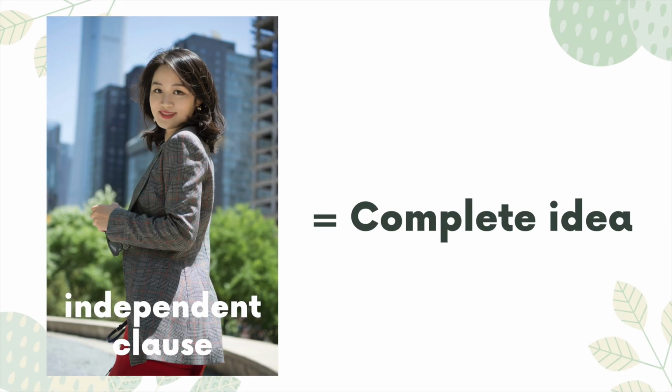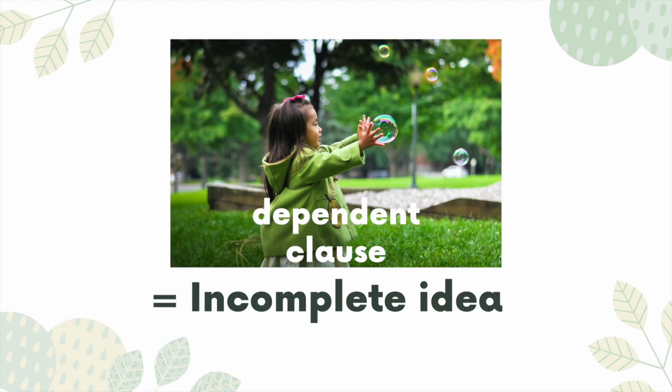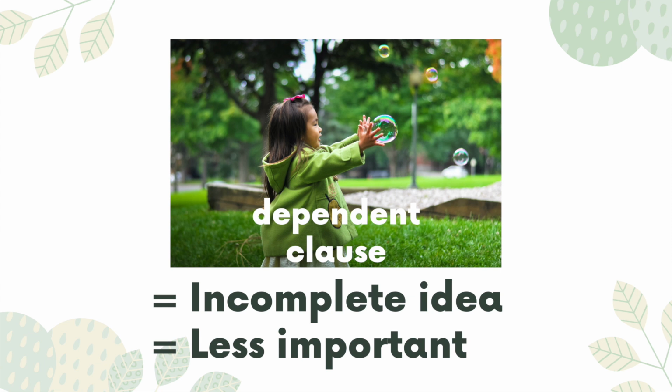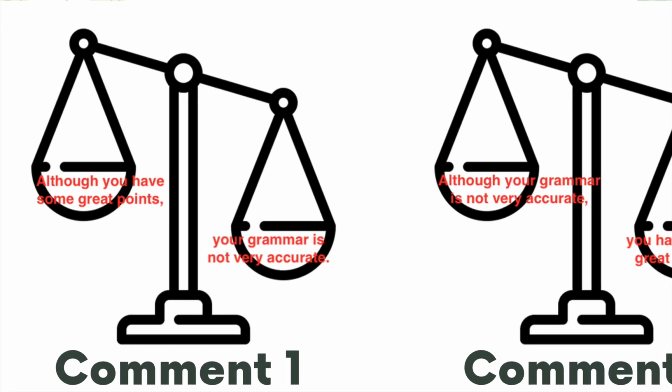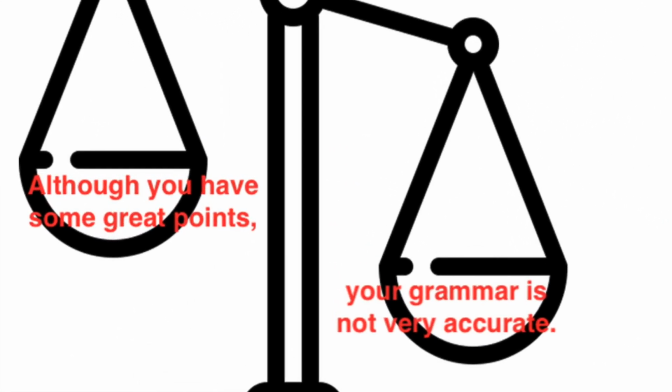An independent clause is a complete idea. It can stand alone as a sentence. A dependent clause, on the other hand, is not a complete idea. This means that an incomplete idea expressed in a dependent clause is less important than a complete idea expressed in an independent clause. You could think of it as a set of old-fashioned kitchen scales.